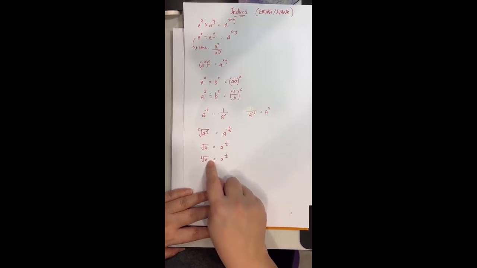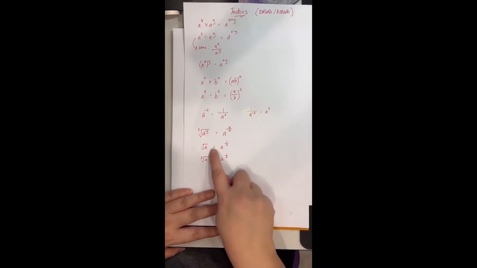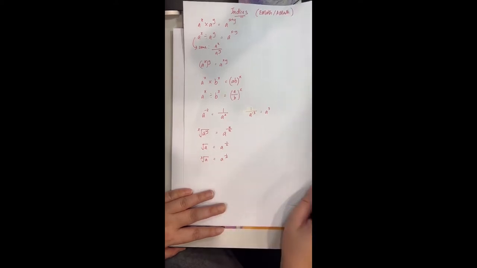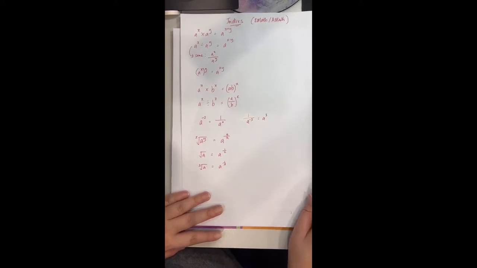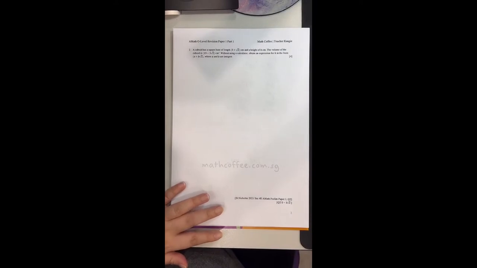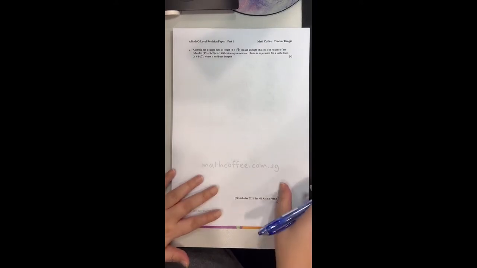Cube root of A is A to the power of 1/3. This one you must know. You must know square root is to the power of half. You must know cube root is to the power of 1/3. Okay, so these are the indices laws that you need to know. Okay, so now let's move on to surds.